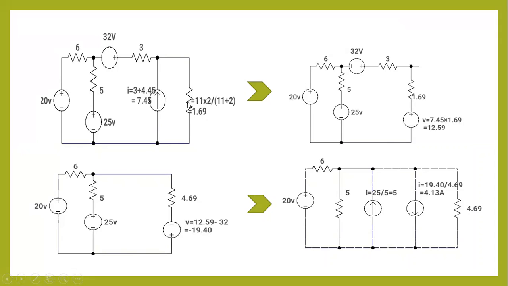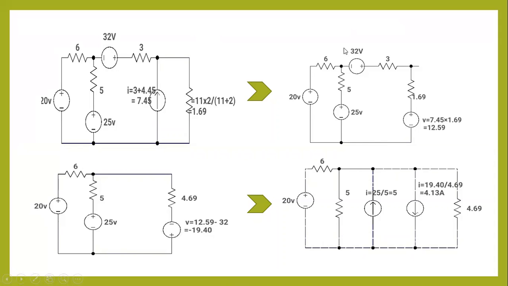Next, for transforming this current source to a voltage source, this is 1.69 and 12.59, and the 3 ohm resistor will be in series with it. Now the next step: easily we can identify that the two voltage sources are connected in series. If two voltage sources are connected in series, we can resolve that to a single voltage source and a resistance.